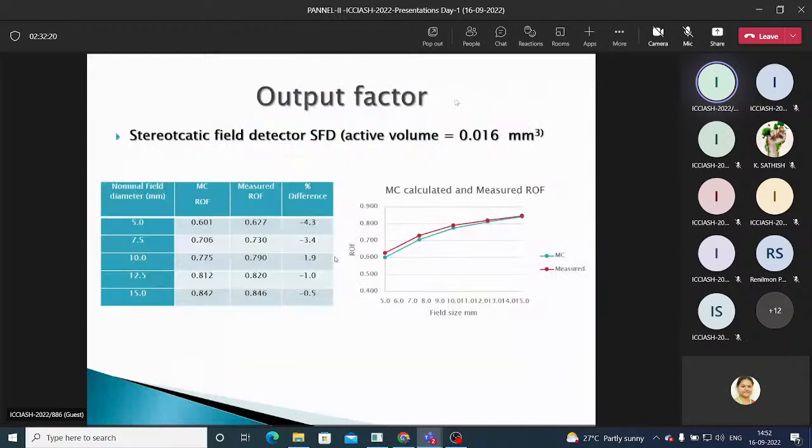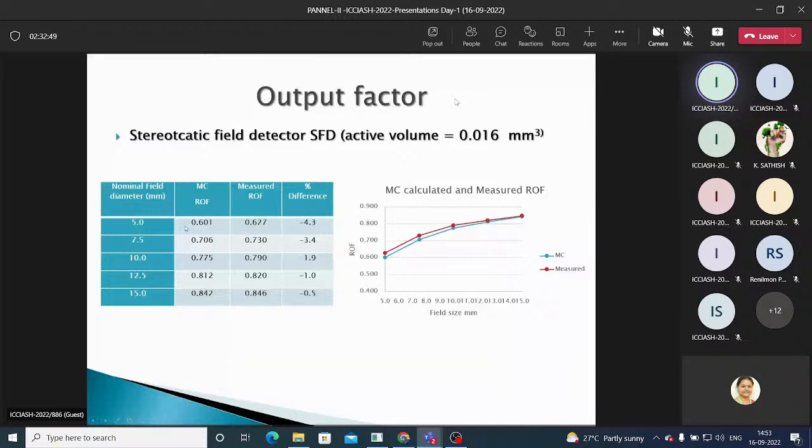And this is one of the parameters we use to calculate the radiation output of the machine, that is the output factor. This corresponds to each of the collimators, and ROF means relative output factor. This is the Monte Carlo model, and this is the measured. We saw some deviations of 4.3% and 3.4% when going to very low field sizes of 7.5 to 5 mm. And this is the plot of that.